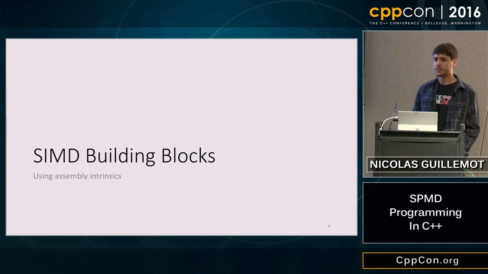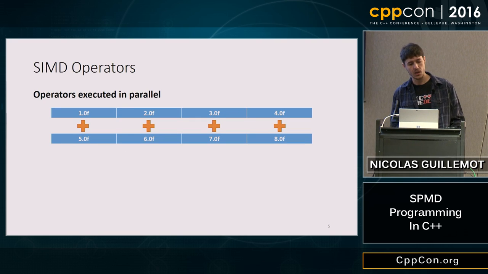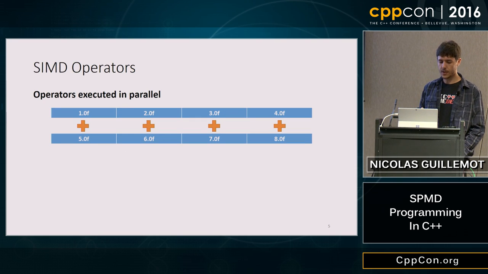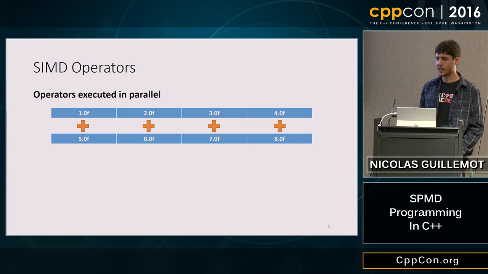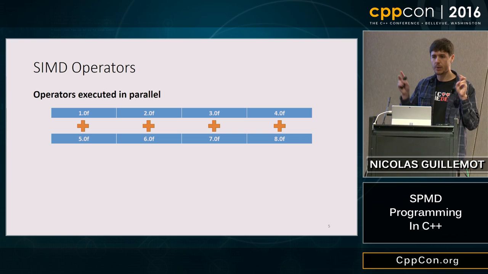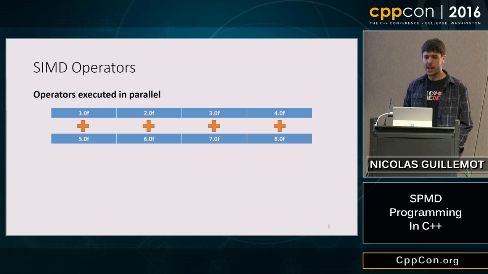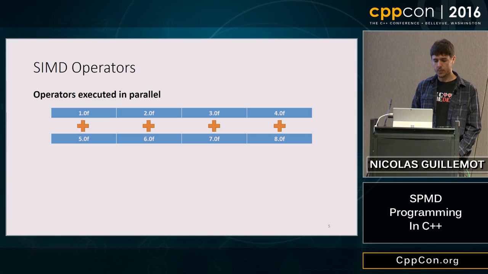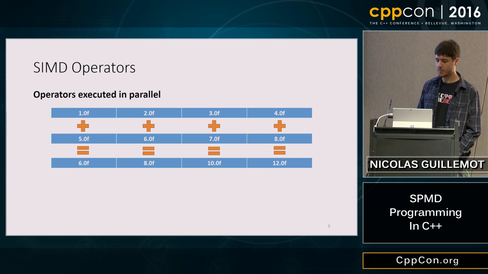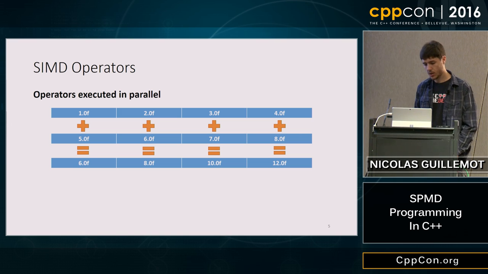So for SPMD building blocks, I'm going to basically show you how to write some basic SPMD code using intrinsics, which I'll explain in a second. So the big idea of SPMD, if you're not aware, is that it stands for single instruction, multiple data, which means that in one instruction, you do an operation on multiple operands, in parallel. So for example, if you have these four floats, and you want to add them in parallel with four other floats, you can do that in one operation. And so in one SPMD instruction, you can do an addition in parallel that gives you the result of four floats in parallel like that.